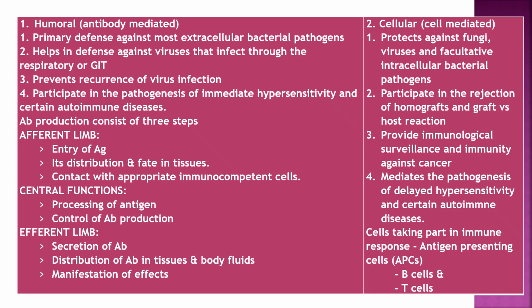Now, antibody production consists of three steps. Afferent leaf: entry of antigen, its distribution and fate in tissue, contact with appropriate immunocompetent cells. Central function: processing of antigen, control of antibody production. Efferent leaf: secretion of antibody, distribution of antibody in tissues and body fluids, manifestation and effects.